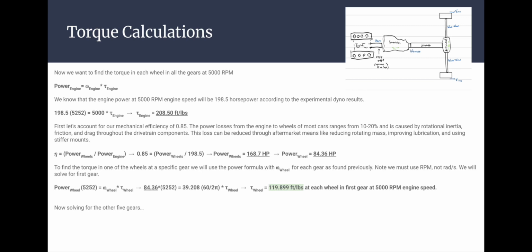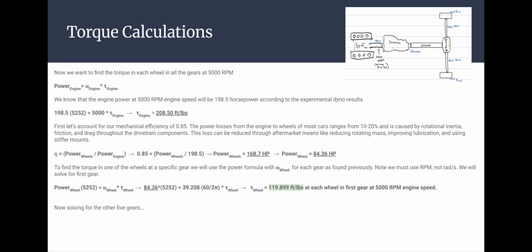So now first, before we get on to calculating, we have to account for our mechanical efficiency of 0.85. Pretty much what that means is most cars range from about 10 to 20% of drivetrain loss. So the horsepower that comes out of the engine output shaft is actually higher than what gets transferred to the wheels because of different things like rotational inertia, friction, drag, and other things throughout the drivetrain components. And this loss can actually be reduced through aftermarket means like reducing rotating mass, improving lubrication, and using stiffer mounts. These things are pretty common to be done in motorsports and high-performance applications.